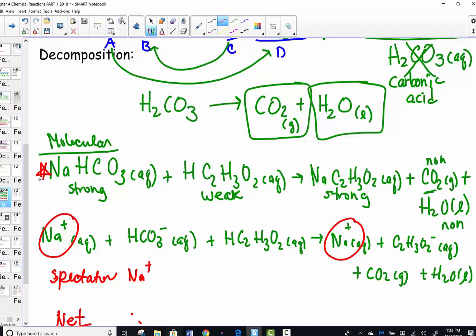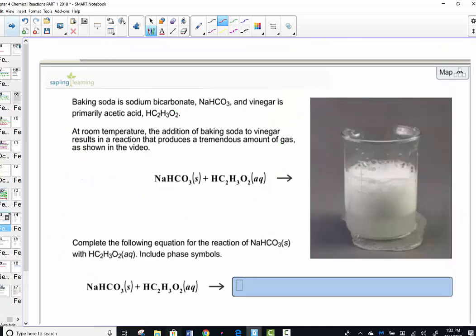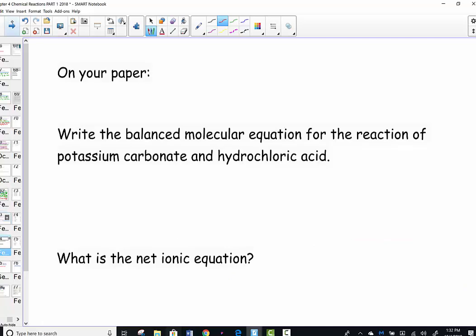Now notice that it doesn't ask me for the net. It just asks me for the equation with the phase symbols. So I don't have to do that next step for this particular question. I'll put it back. On your paper to turn in today, let's try another.